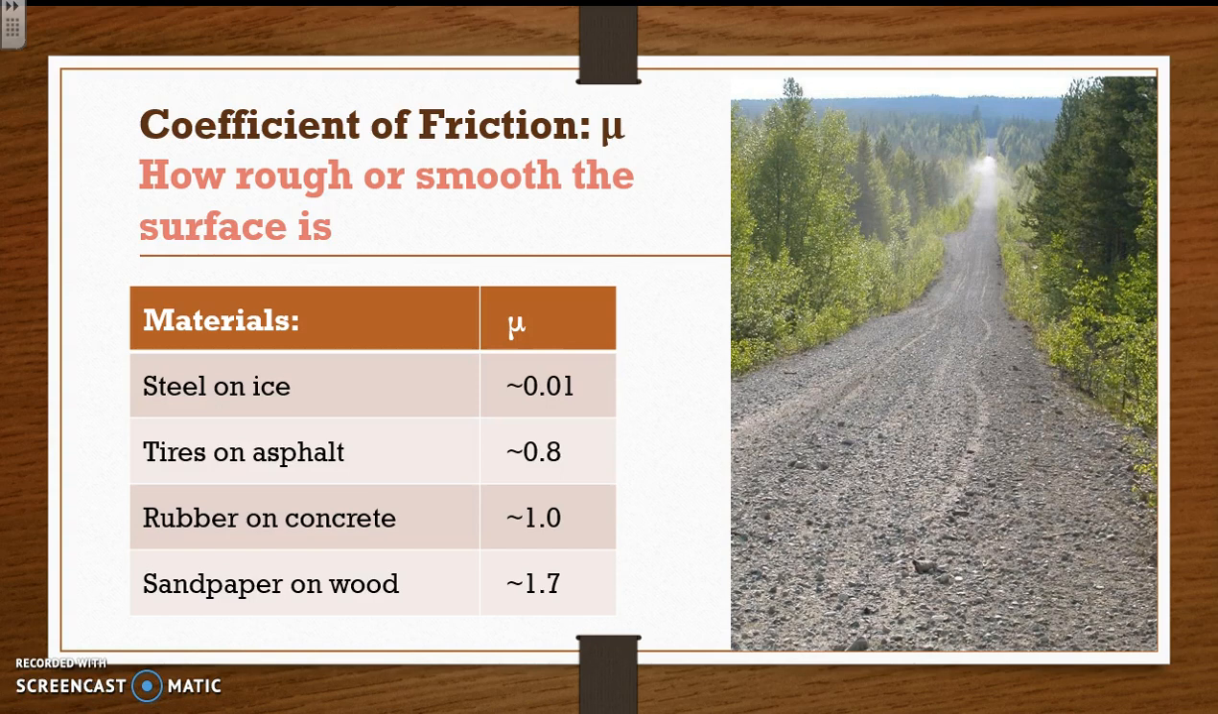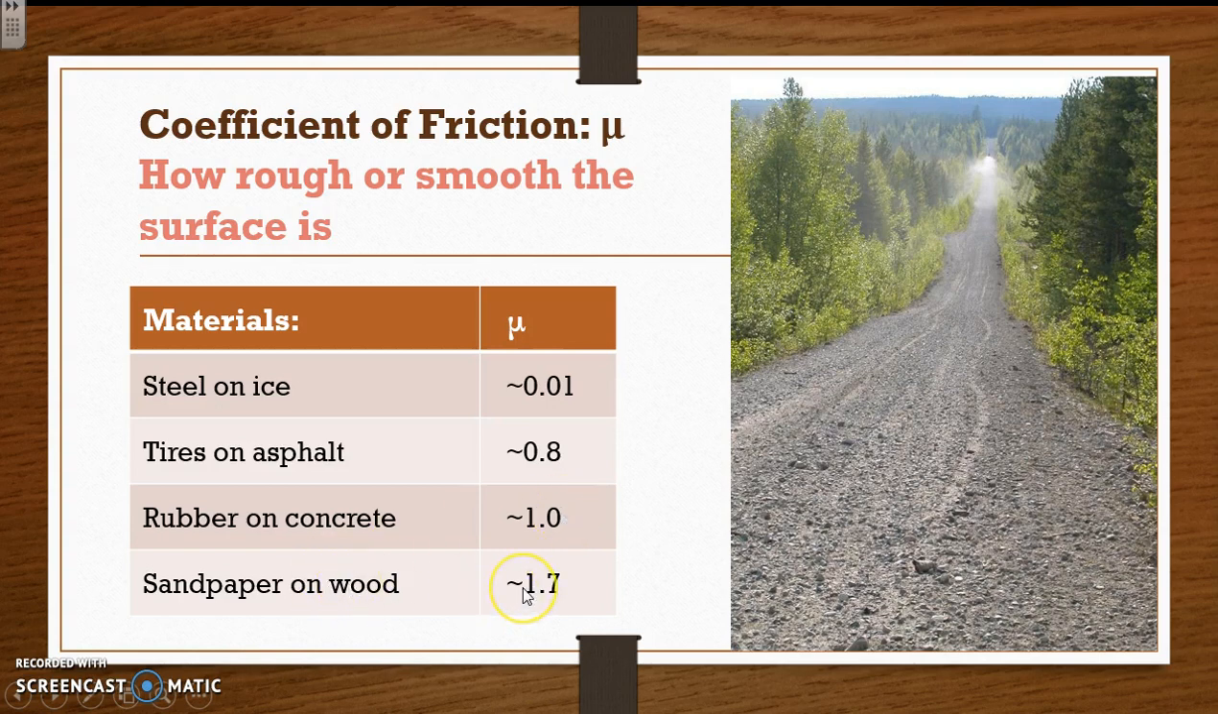For instance, the Chicago Blackhawks: cold steel on ice. That's a surface we typically associate with negligible friction, practically no friction. How slippery is practically no friction? About 0.01 on a scale of 0 to 2. Somewhat rougher, tires on asphalt would have a coefficient of friction of about 0.8, where 1 would be getting into the rough territory of rubber on concrete.